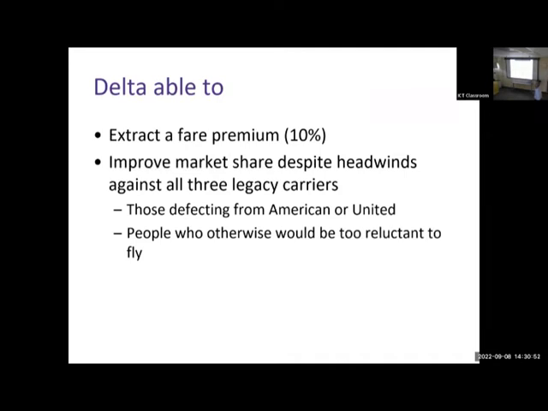What we observed on these competitive routes, unlike that bigger set of routes, is that Delta was able to charge about a 10% price premium, and it was able to improve its market share, probably with some people defecting from American and United, that's right. And some people who otherwise would be reluctant to fly. So against these headwinds, we did see a little bit of market share gain as well.